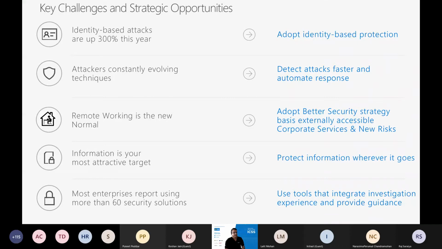Remote working has brought in a new set of challenges. Information, at some point of time, was part of our data center, but now it has gone out and is spread out all across. So that's the key. And the biggest challenge we are trying to address is the fragmentation of so many security solutions, and trying to bring them together.